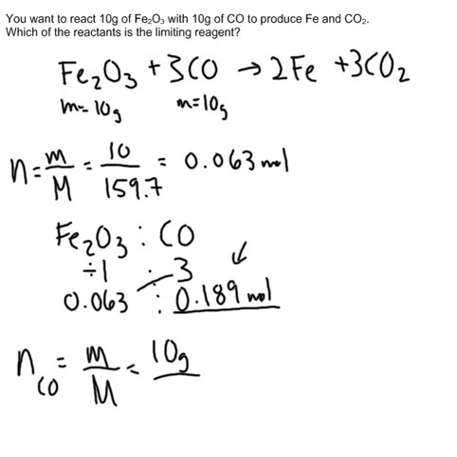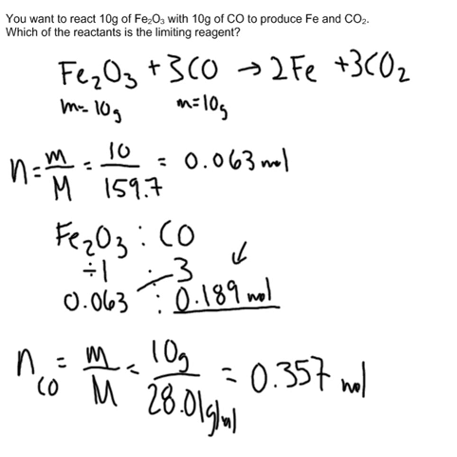So 10 grams divided by the molar mass of carbon monoxide, which is 28.01 grams per mole, gives us 0.0357 moles. So 10 grams is quite a bit more than what the theoretical value should be of 0.189 moles. And so what that means is 10 grams is too much, and therefore if it's too much, the CO is in excess, which makes the iron oxide the limiting reagent.